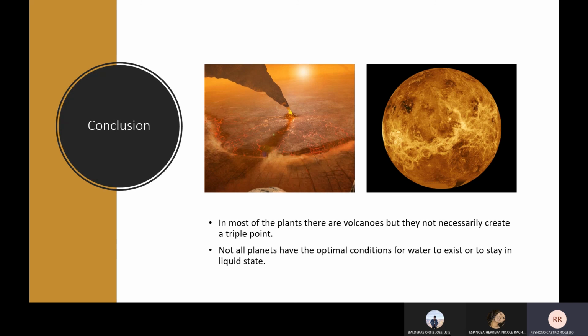Then, in conclusion, in most of the planets there are volcanoes, but they don't necessarily create a triple point. And not all the planets have the optimal conditions for water to exist or to stay in liquid state.